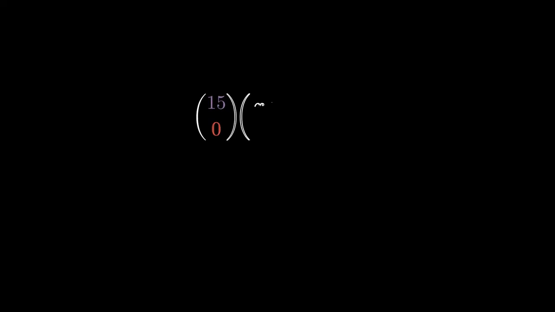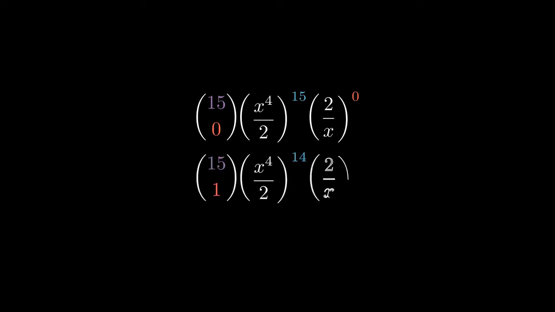But the first term there, our goal is for the x's in the numerator to cancel the x's in the denominator. So we want the power of x in the numerator to equal the power of x in the denominator. The first term is obviously x to the power 60 in the numerator and x to the power 0 in the denominator. So that's not even close.